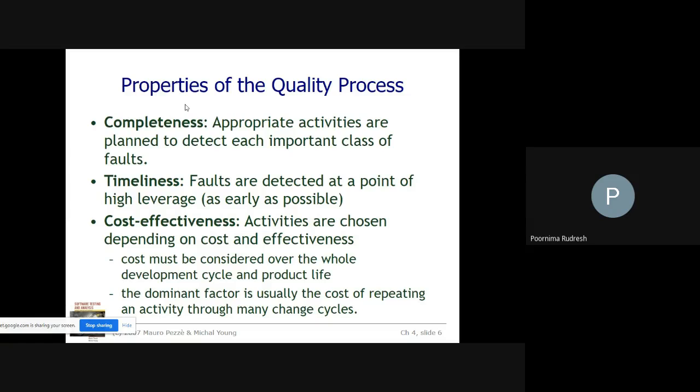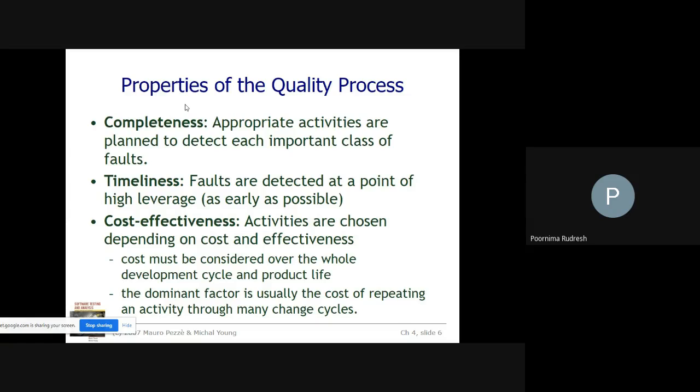Completeness means appropriate activities are planned to detect each important class of faults. So as I said, we need to detect the faults at each development stage. So to detect the faults, we need the appropriate activities and responsibilities. So completeness defines the appropriate activities which are planned to detect the important classes of faults. So at each stage we need to identify the different faults. For that we are making use of different activities and responsibilities.